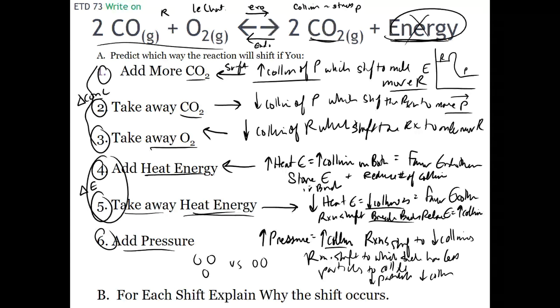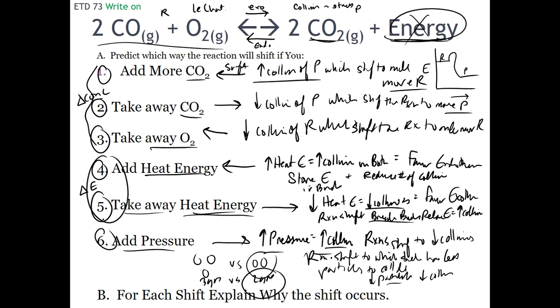So which direction is going to be favored? I made too many collisions. It's going to favor the side with less particles. It's going to shift towards the forward reaction. It's going to shift to the side that has the carbon dioxide on it because that's less particles, so less collisions. I have 3 gas particles versus 2 gas particles. So whichever side has less particles, if I increase pressure, it's going to shift to make more of those things.